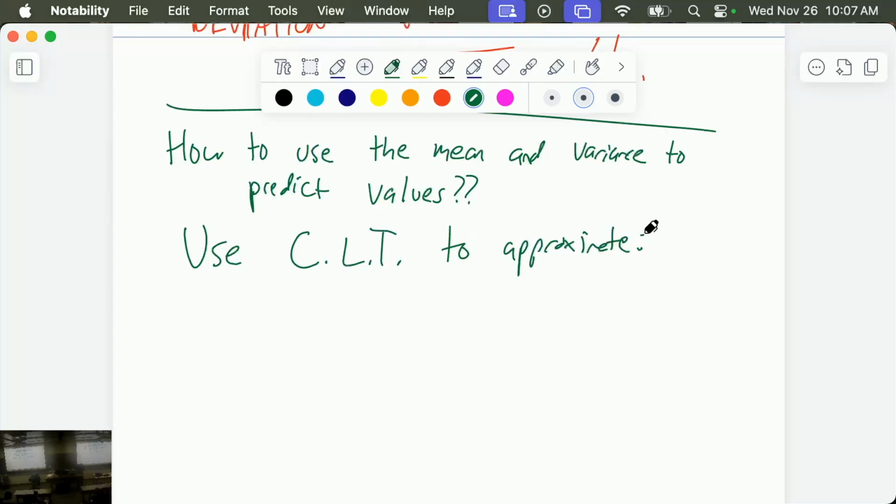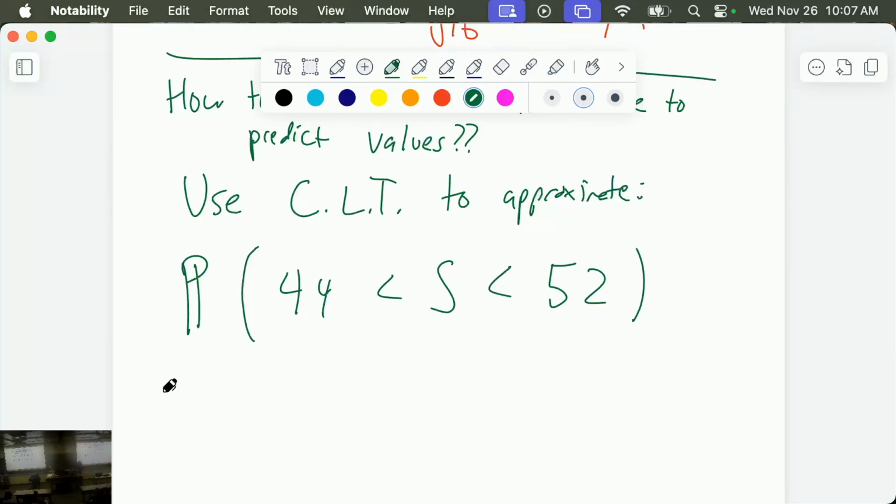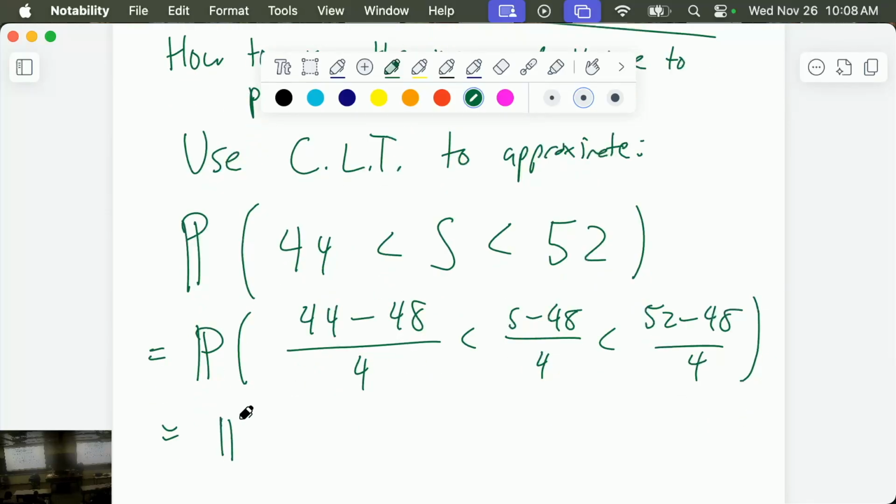For example, I could find the probability that S is between 44 and 52, where S is the sum of these three-sided dice. By doing the normalization trick we learned about in the Gaussian distribution days, I subtract 48 and divide by 4 everywhere. 44 minus 48 is negative 1 when you divide by 4. S minus 48 divided by 4 is a random variable minus its mean divided by its standard deviation, which is standardizing the random variable.